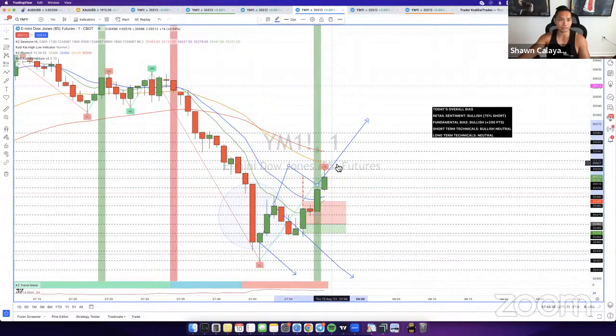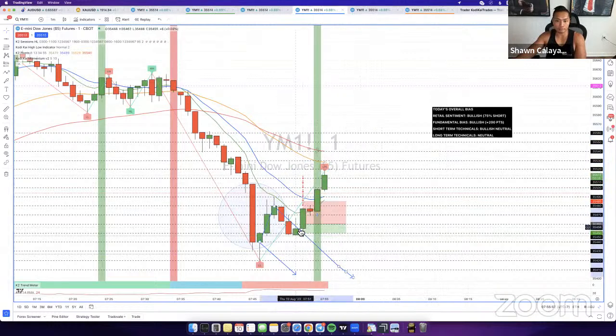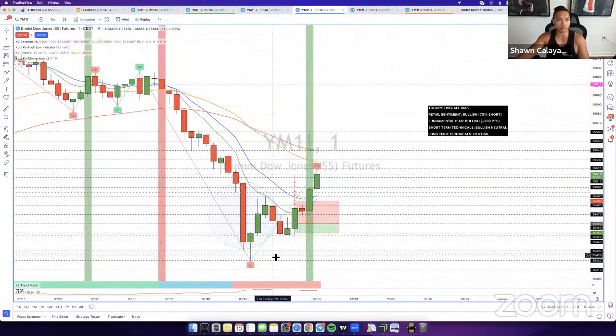So I ate the loss right there. It's all good. Lost 250 pips, so not a big deal. I'm still up for the week from Monday and Wednesday. But yeah, that's about it. So we'll see if there's anything else here that we can take. But if not, then we might be wrapping it up soon.